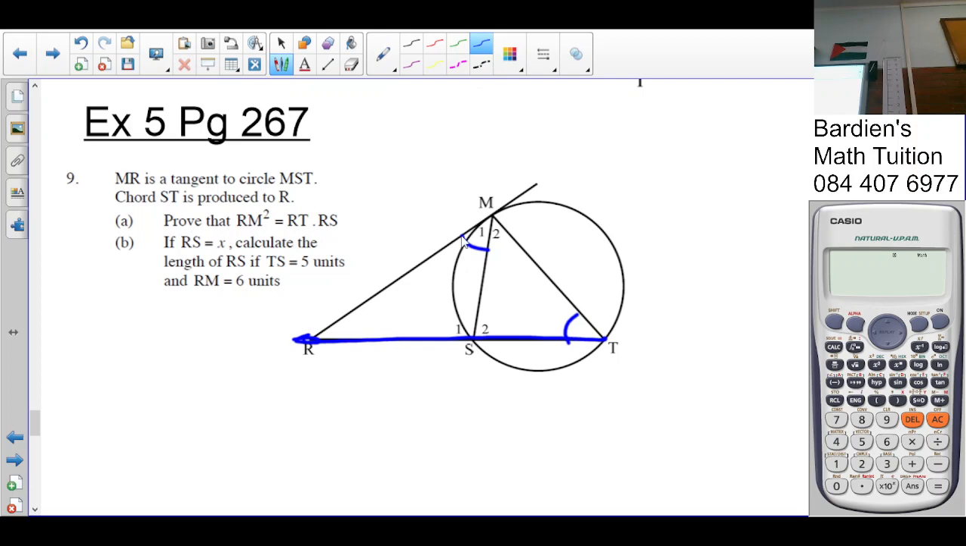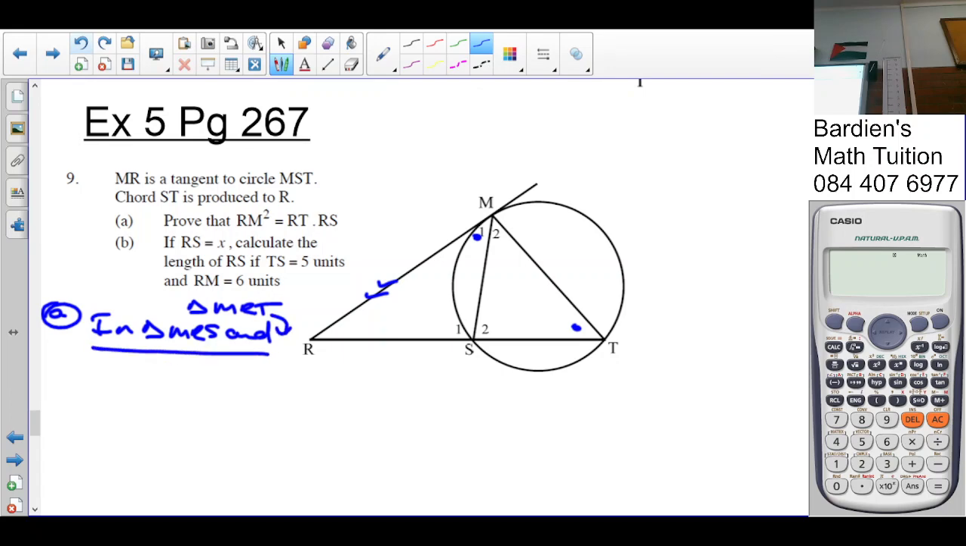Okay. The question says prove that RM squared. So where's RM squared? RM squared, so in other words, RM. They're using this line twice. Can we make two triangles with that line? Yes. So we say in triangle MRS and MRT. This is triangle MRS. Right? And triangle MRT. That goes in.